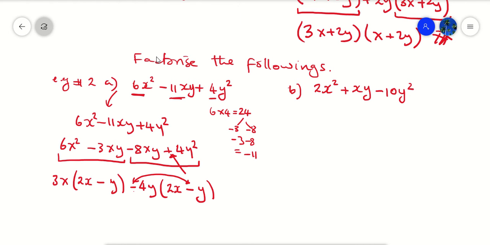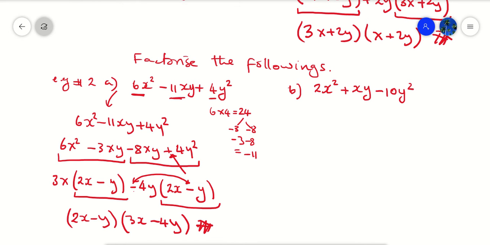So what would we do? I've got this bracket and this bracket, which are exactly the same. I'll take that outside. I do apologize, it's not 3, it's 2x minus y into the bracket. What will be left there? 3x, and what will be left here? Minus 4y. And this will be the end of this factorization.